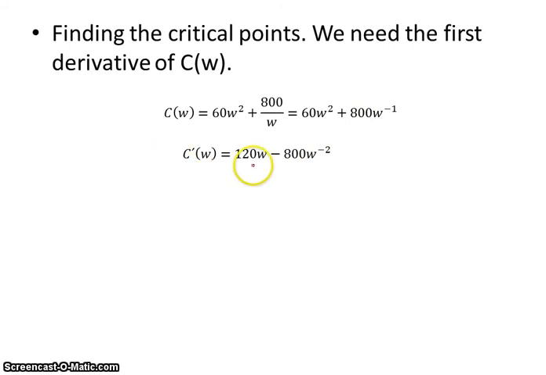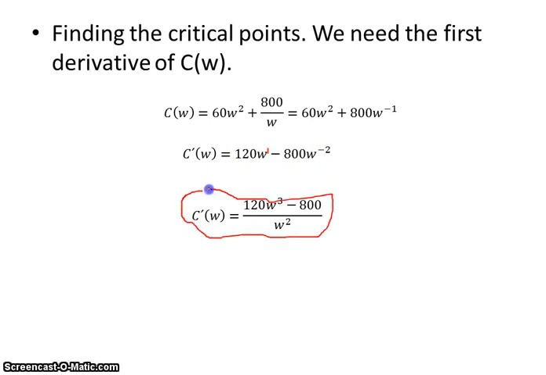To do the first derivative, we find 60 times 2, which is 120, and we subtract 20 minus 1, that's why we end up with a 1 right here. And we multiplied minus 1 times 800, we end up with minus 800, and to minus 1 we subtract a minus 1, so we end up with minus 2. Therefore, if we do the addition of these two terms, we end up with this function right here. This is our first derivative. We're going to need this because it's going to help us find our critical points.